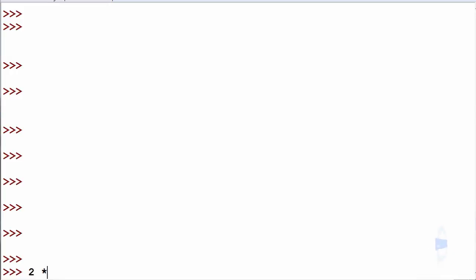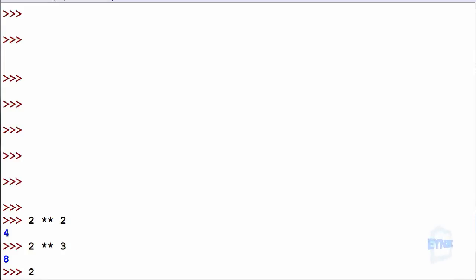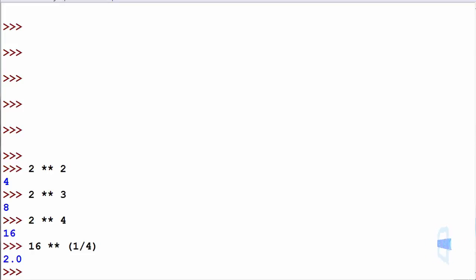So if we look at 2 to the power of 2, we get 4. 2 to the power of 3, we get 8. 2 to the power of 4, we get 16. So we want to get the root of 16, such that we want to get the fourth root of 16. We can go 16 to the power of 1 divided by 4 in the brackets. And now we get back 2, such that we got 2 to the power of 4. And now we've got the fourth root of 16 being equal to 2.